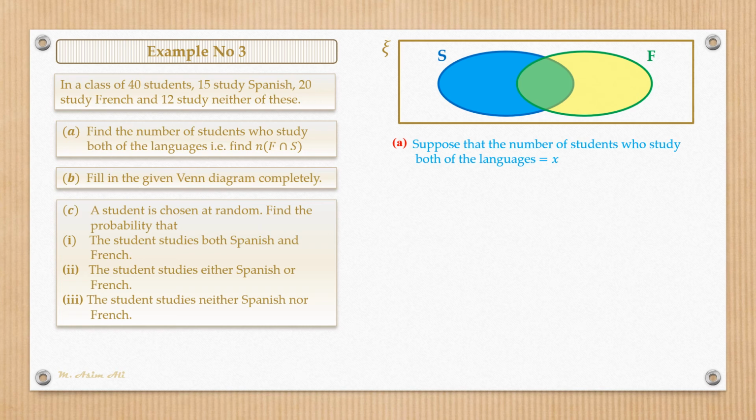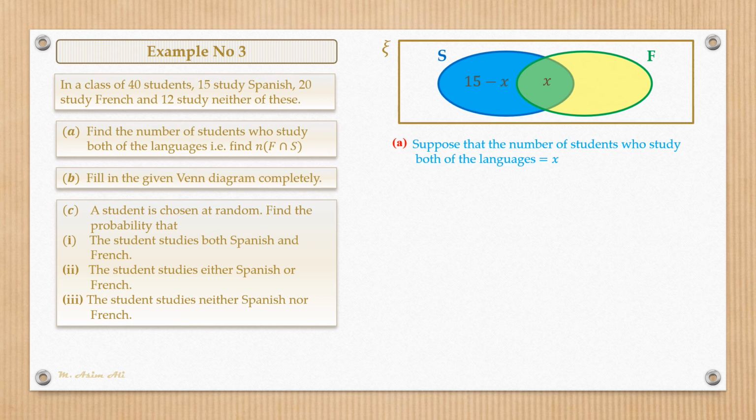Since the total number of elements in the set S, the students who study Spanish, is 15, the number of students who study only Spanish, that is the students who study Spanish but not French, will be 15 minus X. X is the number of students who study both of the languages, and the students who study only Spanish are in the only blue region on the left. So there will be 15 minus X, because the total count of the students who study Spanish is 15, out of which X study both of the languages. So the students who study only one language, Spanish, is 15 minus X.